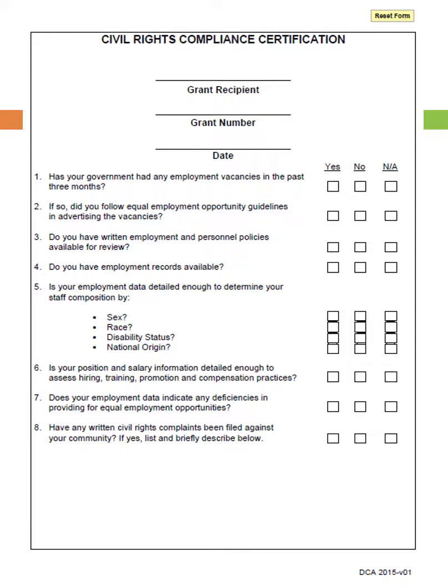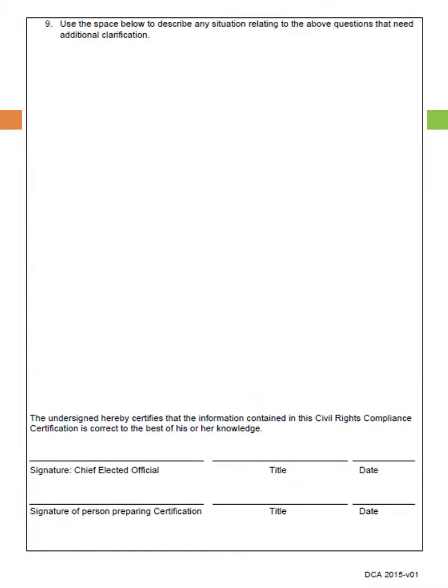Rights compliant certification gives us some basic information to determine that the local government is hopefully following the appropriate employment rules. Also to let us know if there have been any complaints filed against the community. Especially if there's been a complaint, please give us additional information. This form must also be signed by the chief elected official and the person preparing the certification.